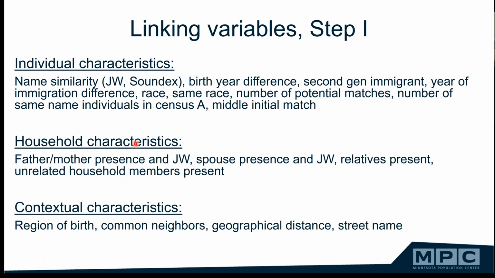These characteristics are pretty unique to our approach. We have indicators of whether the father and mother are present in the household in both years. If that's the case, we also exploit the Jaro-Winkler score. We do the same for the spouse, and we create indicator variables for whether there are relatives present in both households or unrelated household members present in both households.